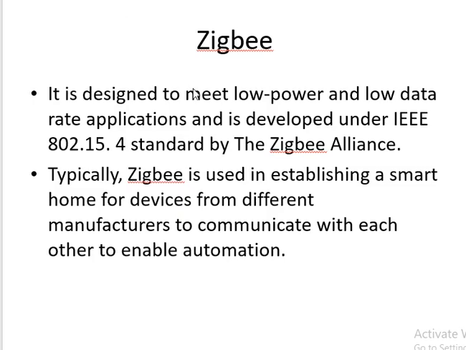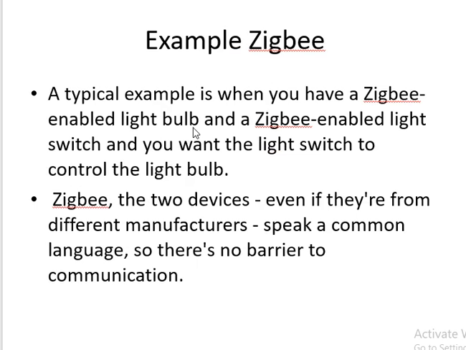It is designed to meet low power and low data rate applications and is developed under the IEEE 802.15.4 standard by the Zigbee Alliance. Typically, Zigbee is used in establishing a smart home for devices from different manufacturers to communicate with each other to enable automation. A typical example is when you have a Zigbee enabled light bulb and a Zigbee enabled light switch and you want the light switch to control the light bulb. With Zigbee, the two devices, even if they are from different manufacturers, speak a common language so there is no barrier to communication.